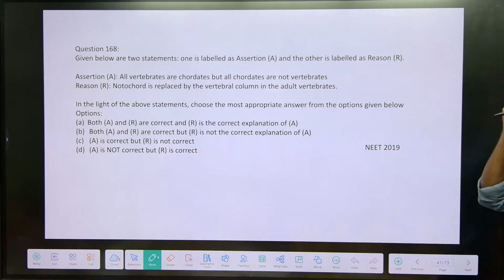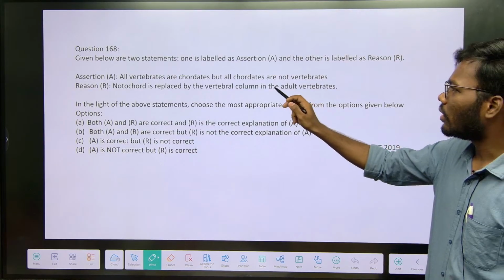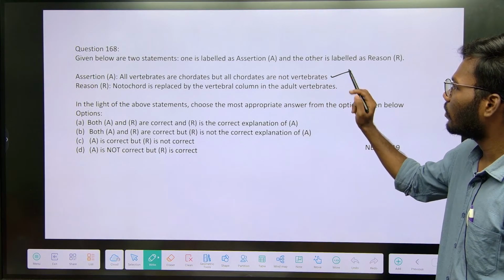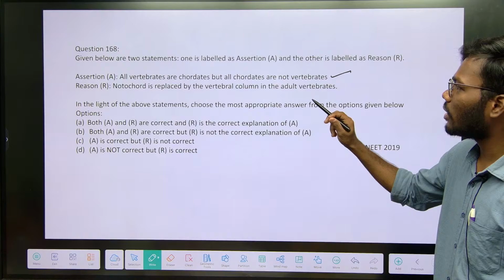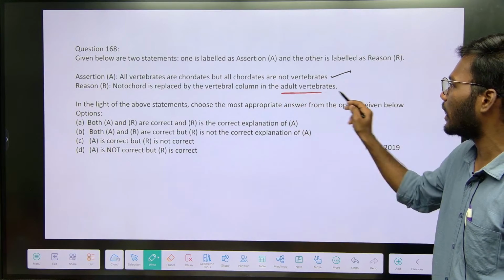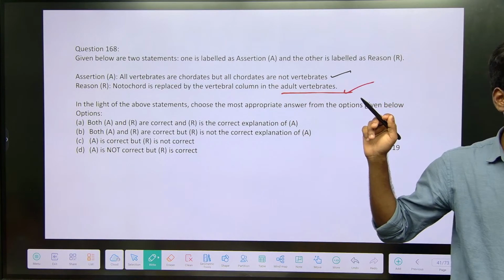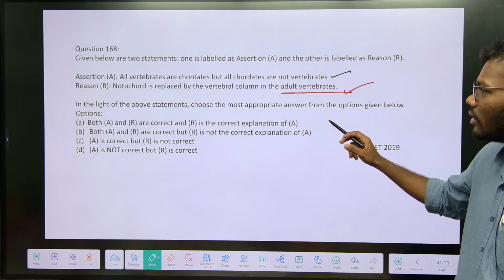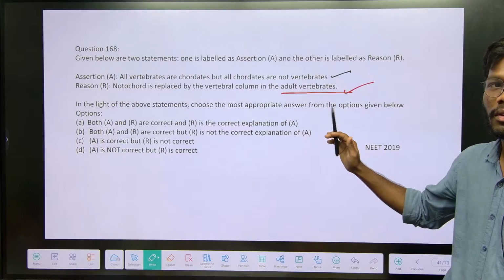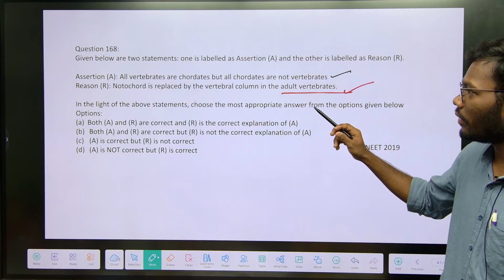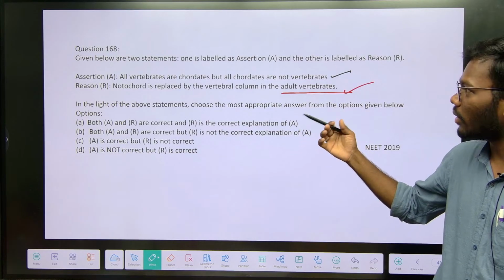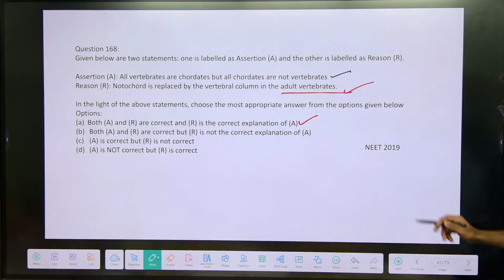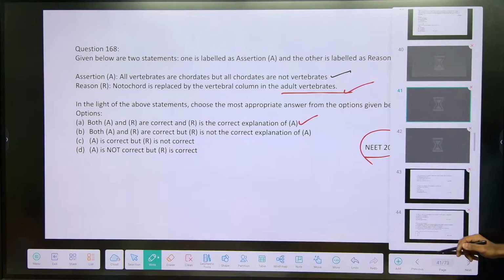See, so that's why I explained. All vertebrates are chordates, but all chordates are not vertebrates. Notochord is replaced by the vertebral column in adult vertebrates. What is the answer? Both A and R are correct, and R is the correct explanation of A, right? All vertebrates are chordates, but all chordates are not vertebrates. This is a NEET 2019 question.